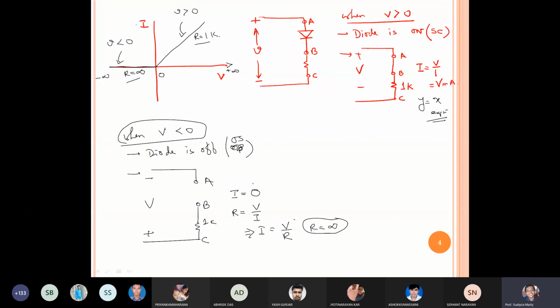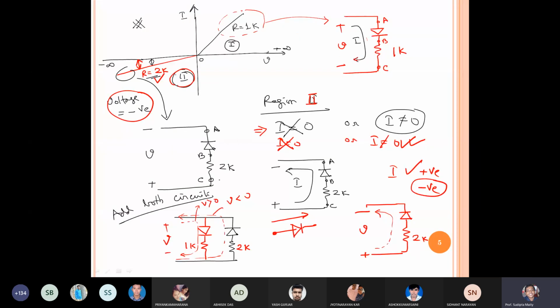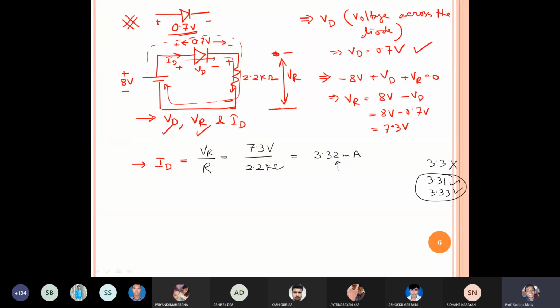Whatever problems we solved, those are approximate calculations. In approximate calculation we can always assume short circuit means 0 volt, open circuit means infinite. But here we are asked to compute the current and voltage specifically, so we cannot go for approximate, we have to go for a more or less exact solution.